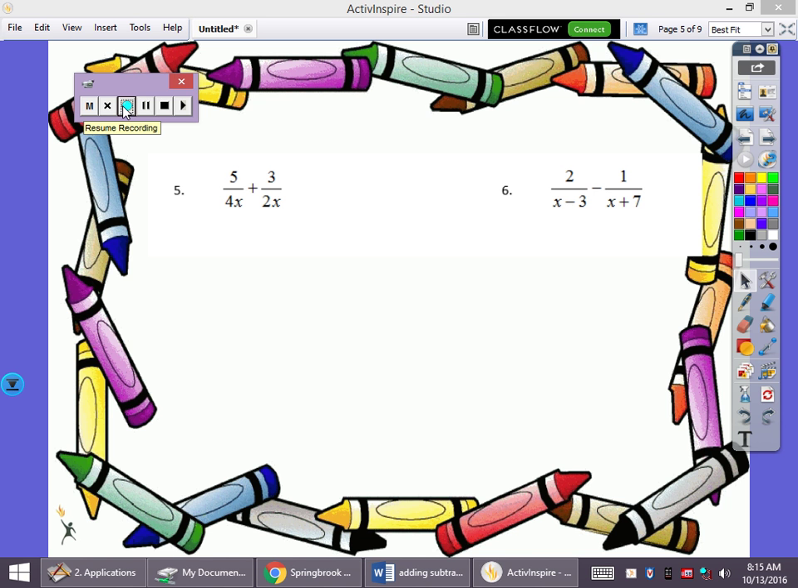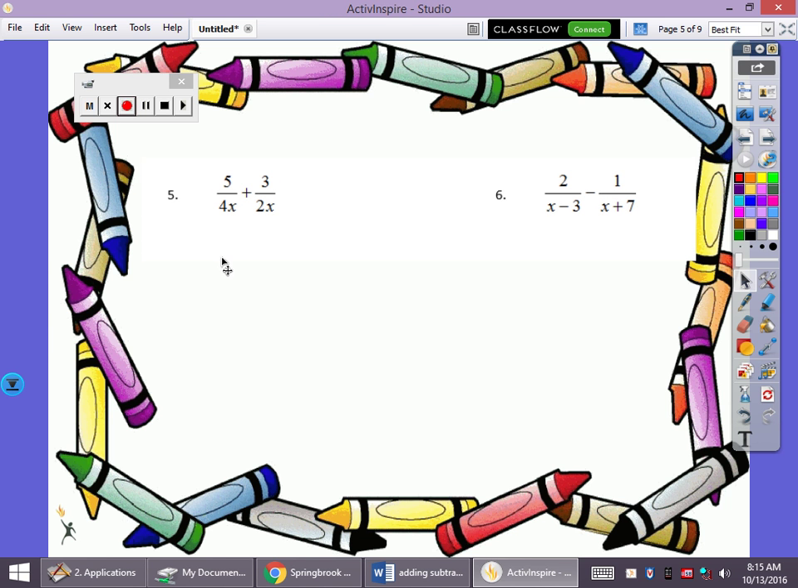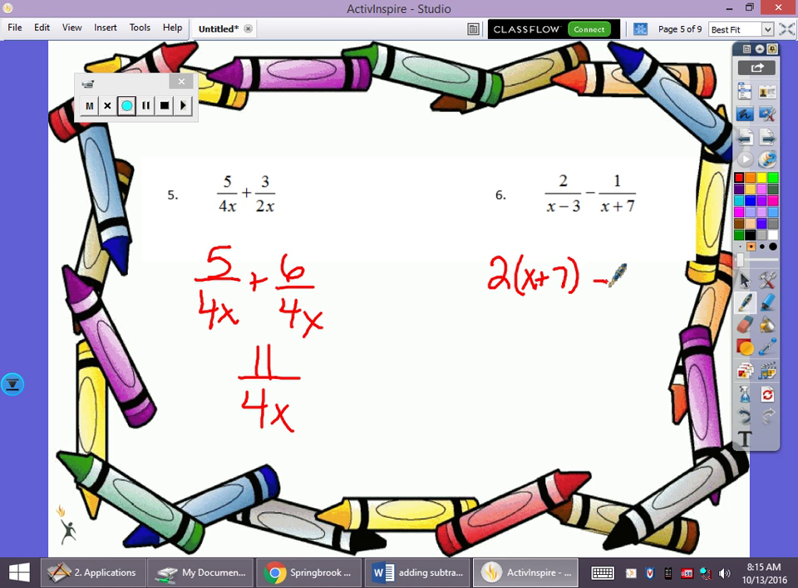Okay, looking at number 5, what's my common denominator? 4x, so that means I have 5, whoops, helps if I'm on the pen. Okay, that means I have 5 over 4x plus 6 over 4x, which gives me 11 over 4x. Give yourself a round of applause if you got it right. There we go. All right, for this one, I'm going to have 2 times x plus 7 minus 1 times x minus 3 over x minus 3 times x plus 7.